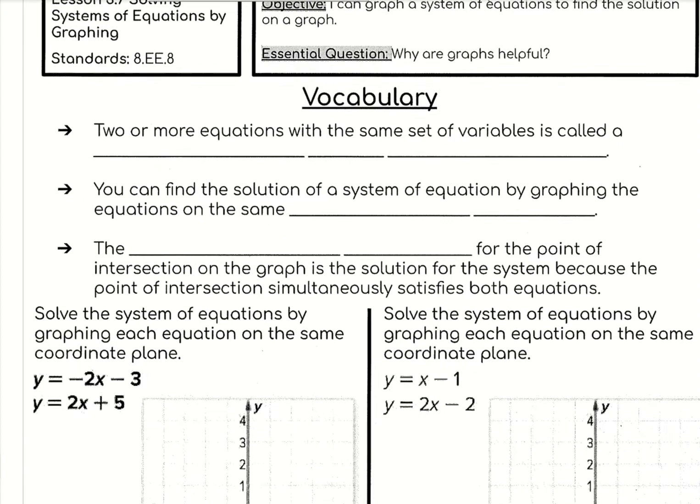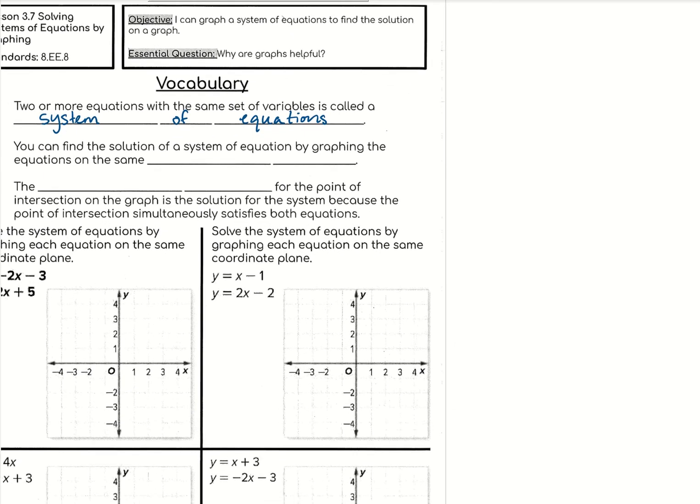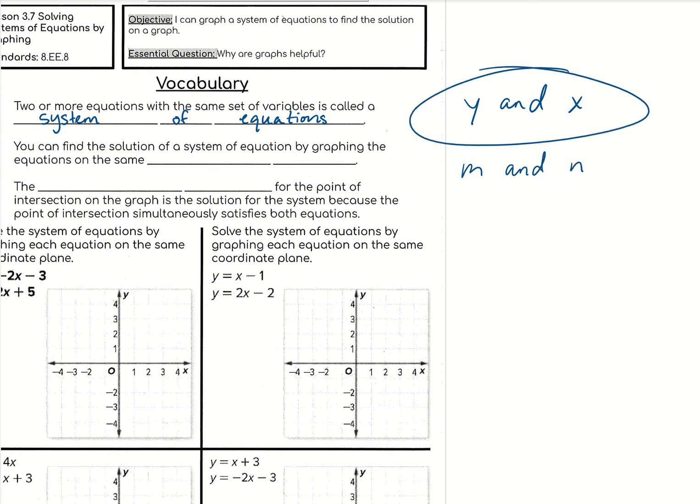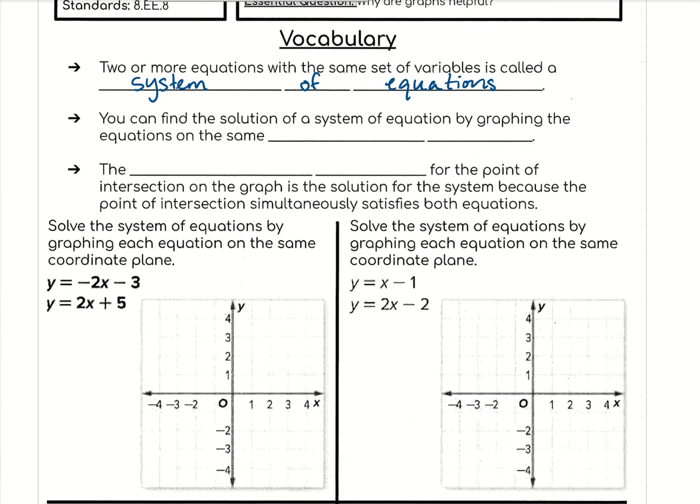So to start out, we got a little bit of vocabulary here. It says, 2 or more equations with the same set of variables is called a system of equations. All right, so really all that means is if we have two equations that both have y and x, or let's say maybe m and n, if they both have the same variables, then they are a system of equations. Those can be graphed on the same graph, and that's the next part.